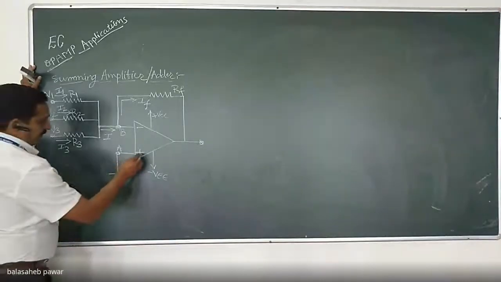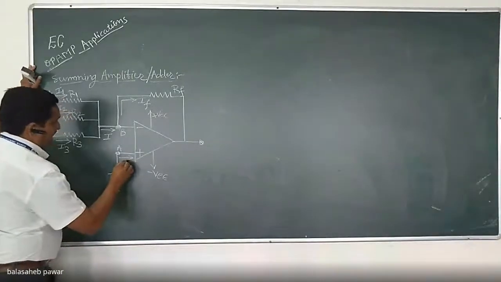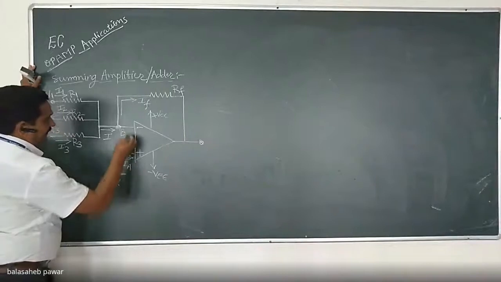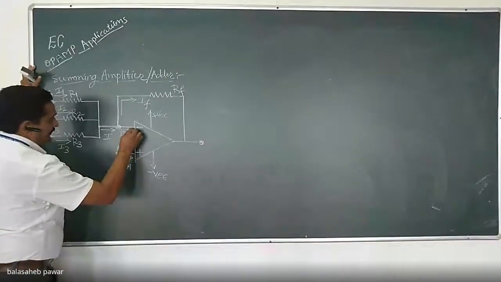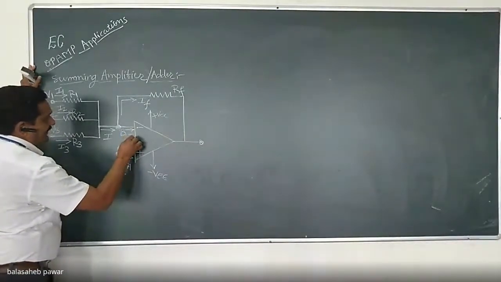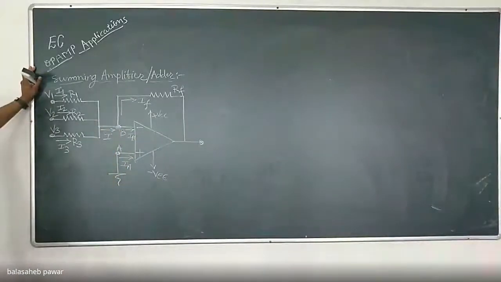Current flowing through the non-inverting terminal, I will call IA. Current flowing through the inverting terminal, I will call IB. Right? Is it okay?